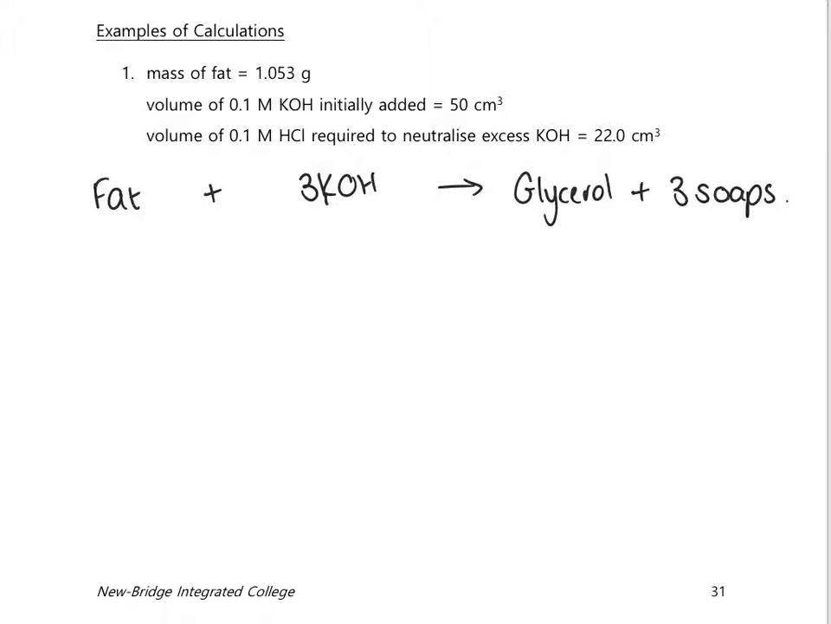What is my second equation then? My excess potassium hydroxide is reacting with HCl. What is that going to give me? KCl and H2O. Good. What type of reaction is that? Neutralisation. Great. The information that I have is that I need 22 centimetres cubed of my hydrochloric acid to neutralise the excess potassium hydroxide. So the place that I start is right here then.